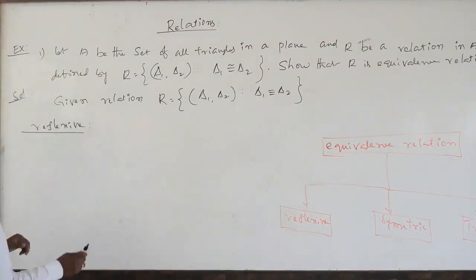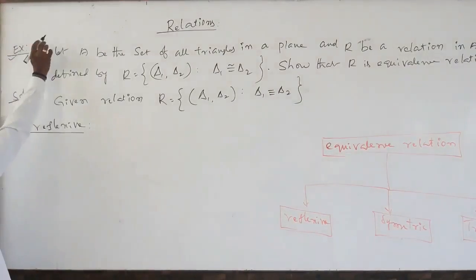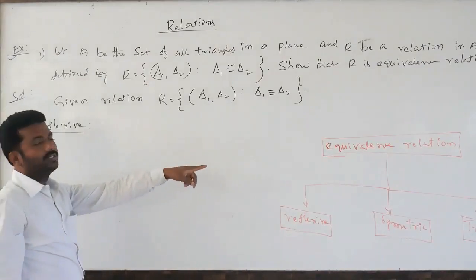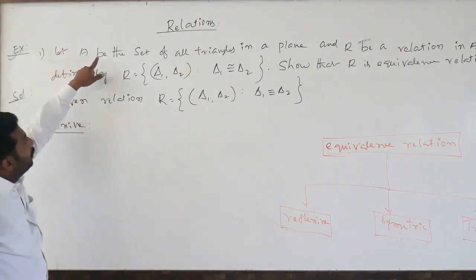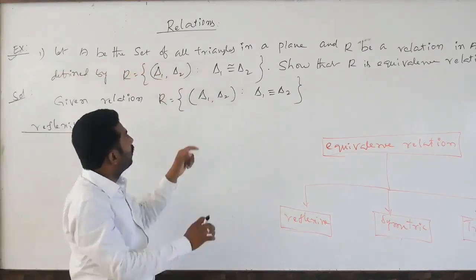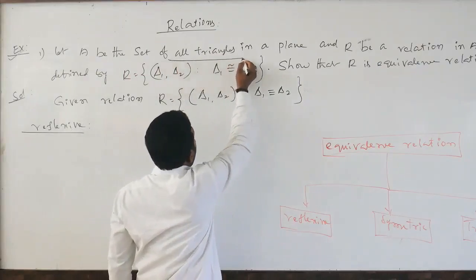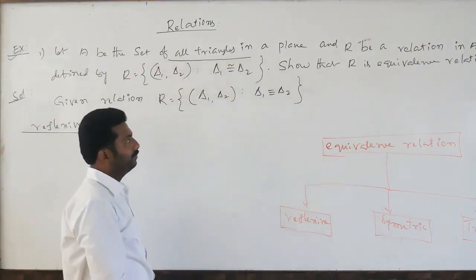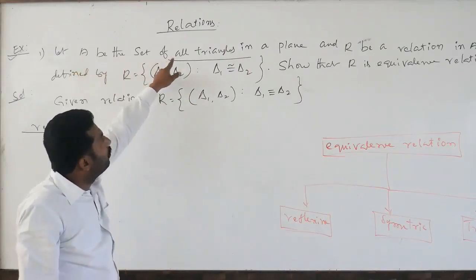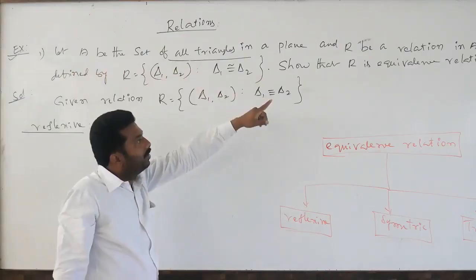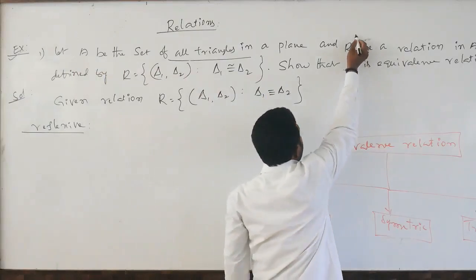Today we will discuss some problems based on equivalence relation. Let capital A be the set of all the triangles in a plane. So on this non-empty set, meaning the set of all these triangles, they define one relation capital R.